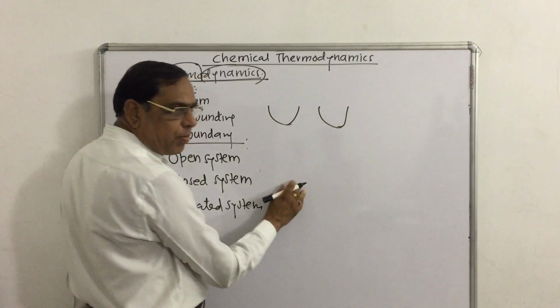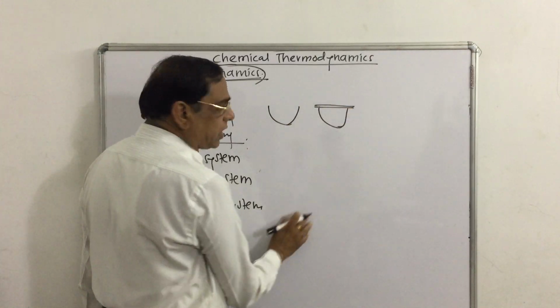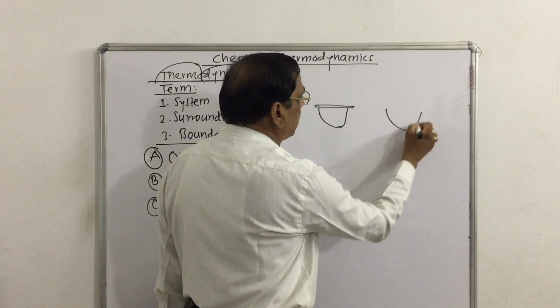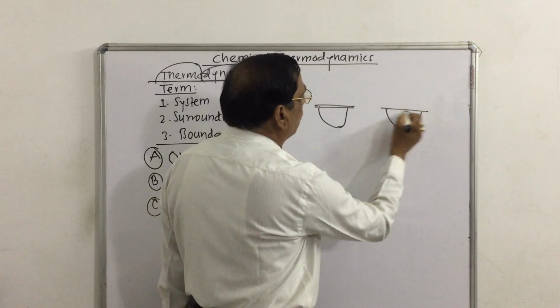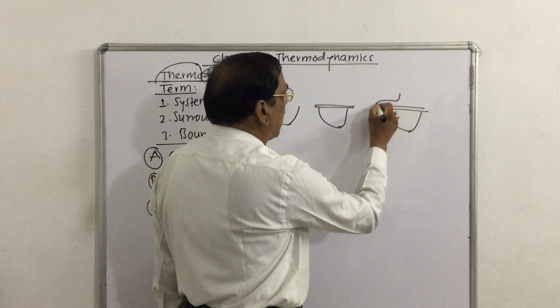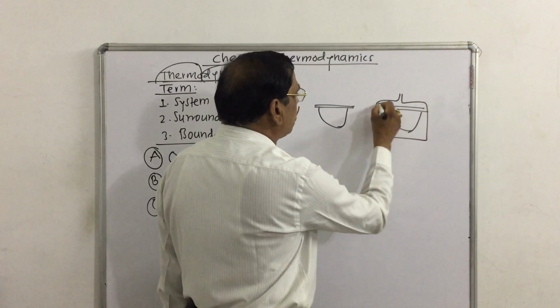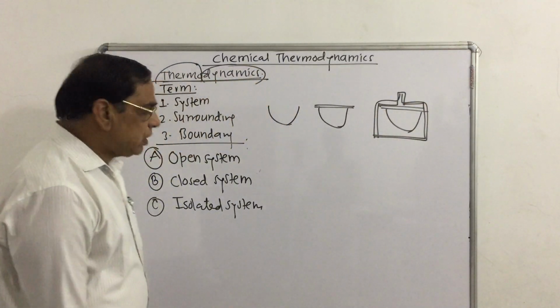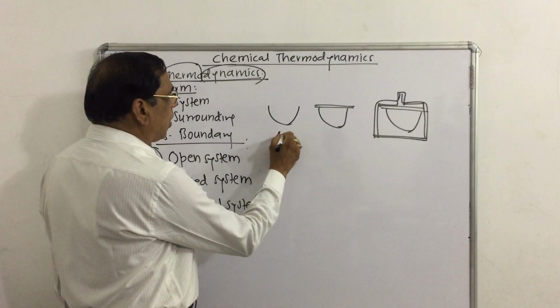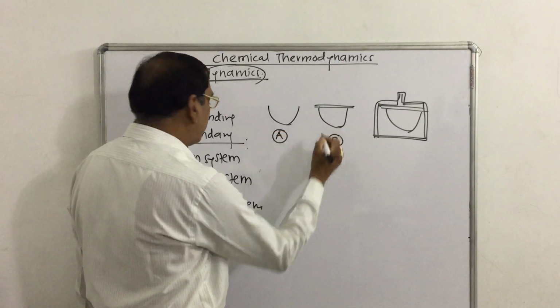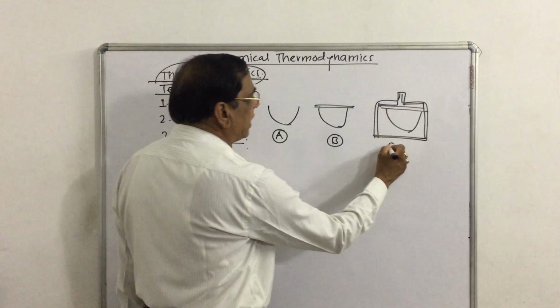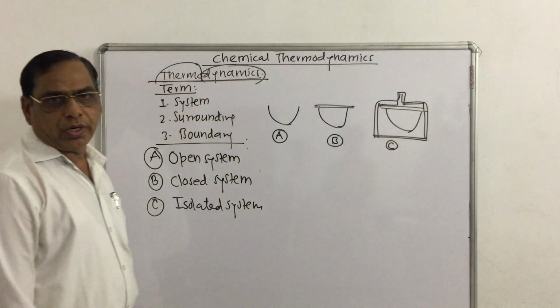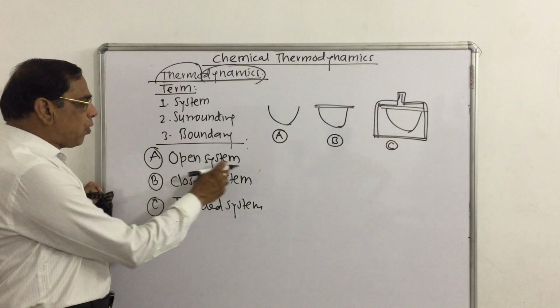Suppose a cup of hot tea is closed by a saucer, and in the third part, a cup of hot tea covered by the saucer is placed in insulation, or placed in a thermos flask. So what happens here? The first is called an open system, the second is called a closed system, and the third is called an isolated system.